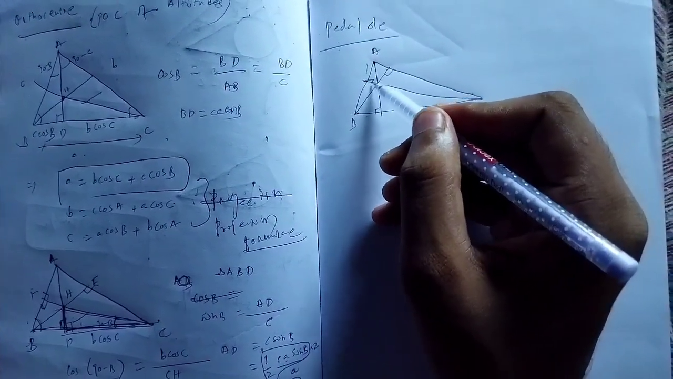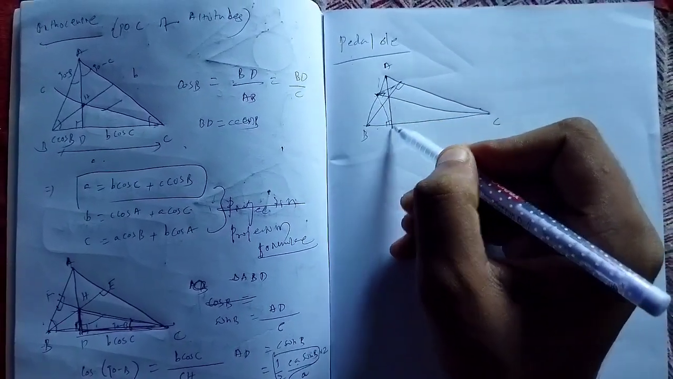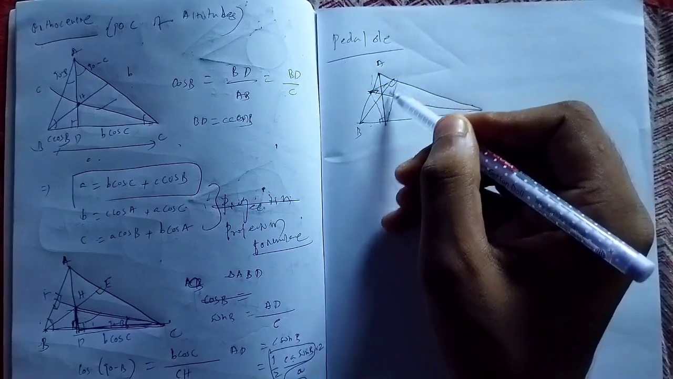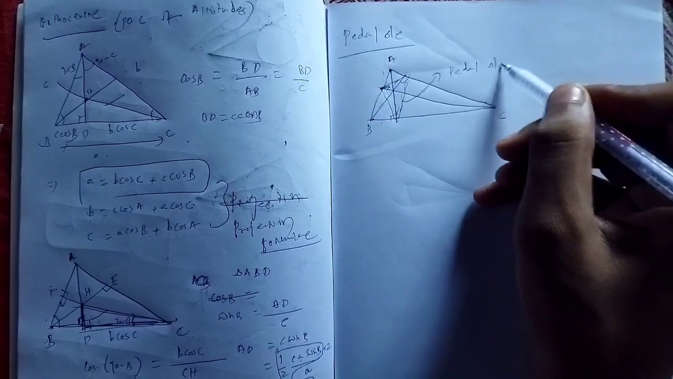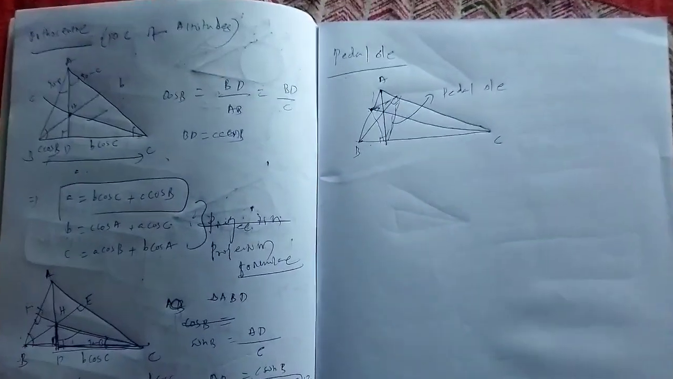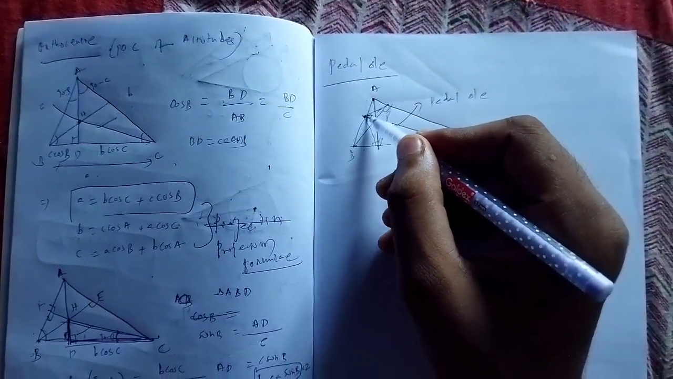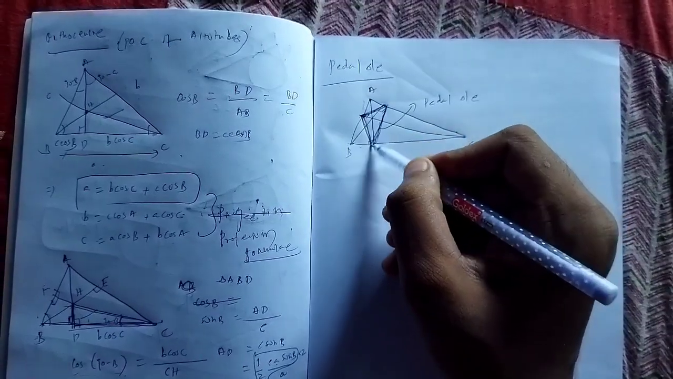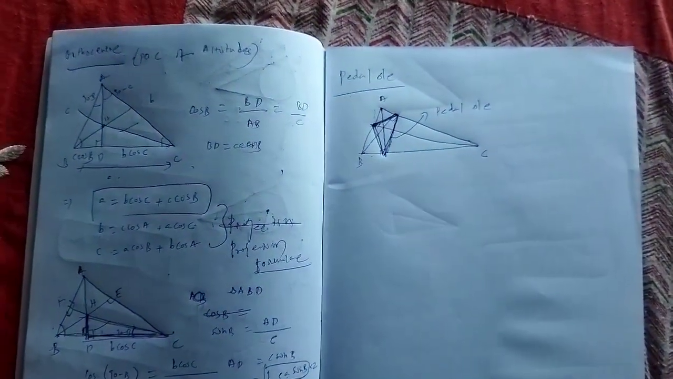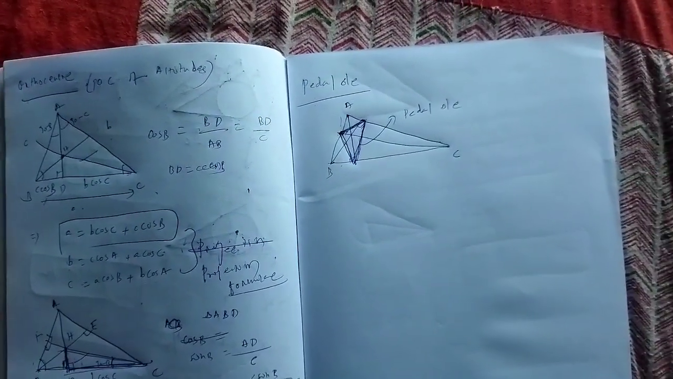So the triangle joining the foot of the perpendiculars is known as the pedal triangle. The pedal triangle is nothing but the triangle formed by joining the feet of the perpendiculars, or the feet of the altitudes. Let us try to find the angles and sides of the pedal triangle, right?